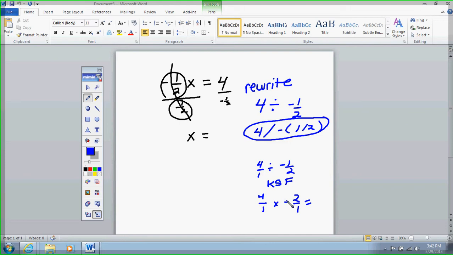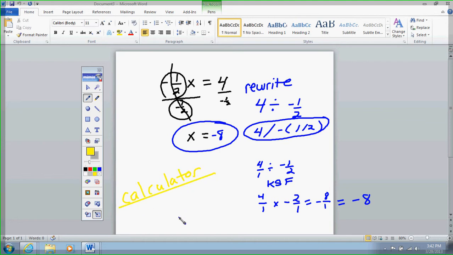First of all, this is positive and this is negative. That means my answer is negative. 4 times 2 is 8. 1 times 1 is 1, and negative 8 over 1 is negative 8. My answer x is negative 8. Now, if you could not do that, or that makes you confused about doing this operation with division with these fractions, remember, you can use the calculator. Use your calculator. Okay? All right, moving on.